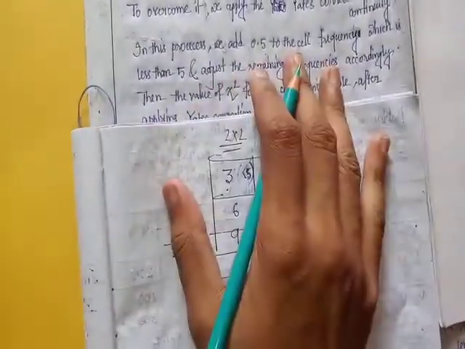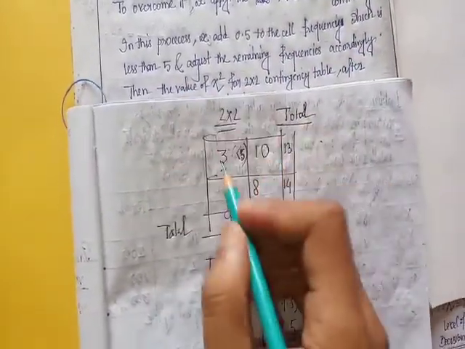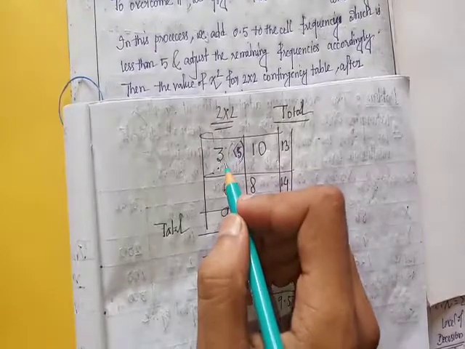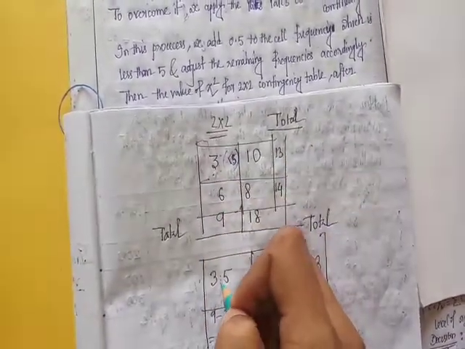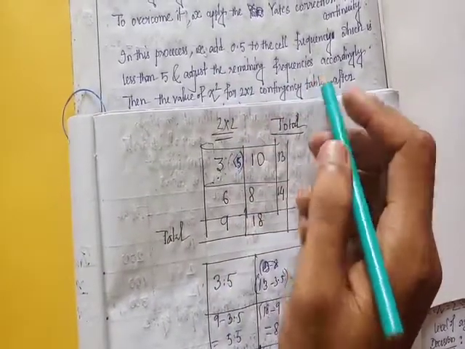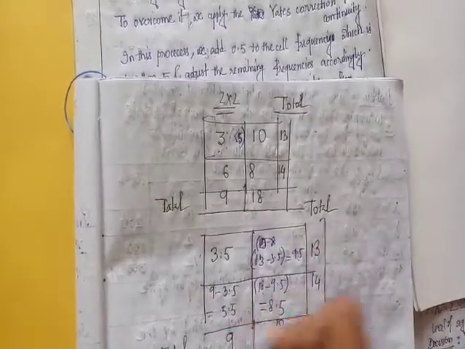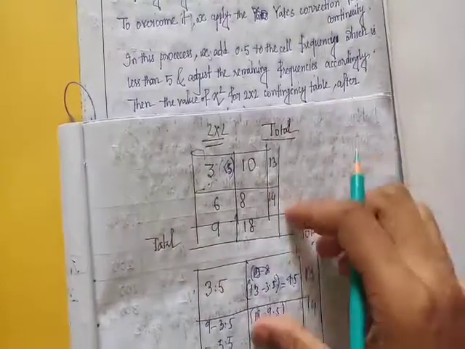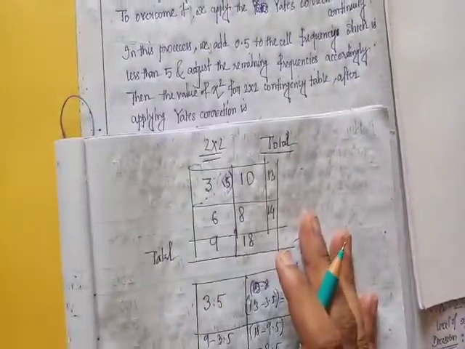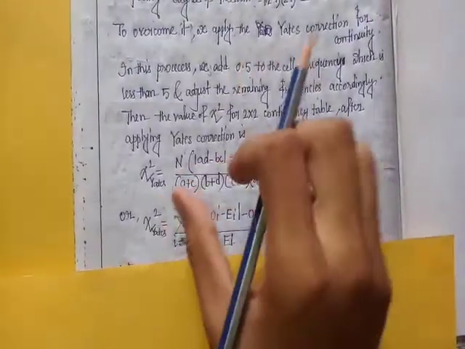So this is the process, we add 0.5 to the cell frequency which is less than 5, so here 3 is less than 5, we add 0.5 with 3, then the new observed frequency becomes 3.5. Adjust the remaining cell frequencies, so the remaining cell frequencies become 9.5, 5.5, 8.5 accordingly. Clear? Since the total remains the same. Please remember these results.